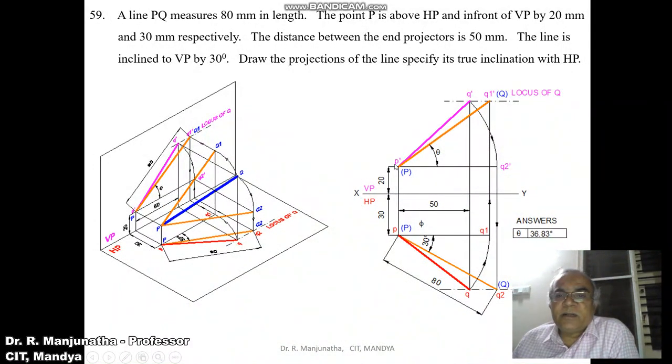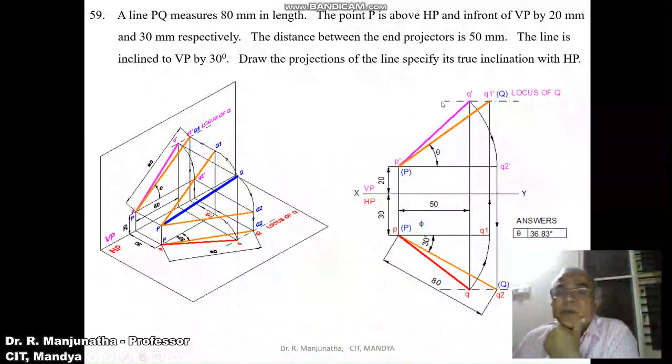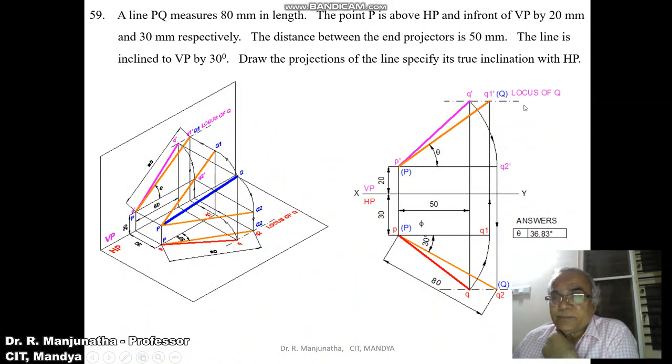With P dash as center, by using the compass, you measure a length of P dash Q2 dash, draw a smooth thin arc such that it is going to cut the end projector line at this point, and you mark this point as Q dash. Then join P dash Q dash with a dark line. Then once you get this P dash Q dash, now you got the locus of Q in the front view. So draw a horizontal dash dot projector here.